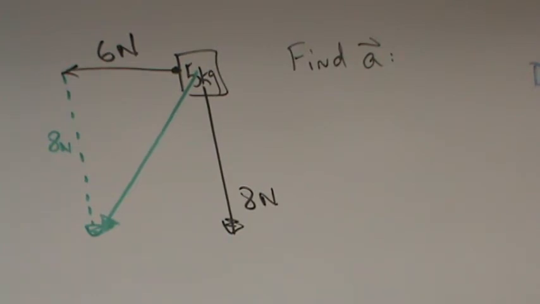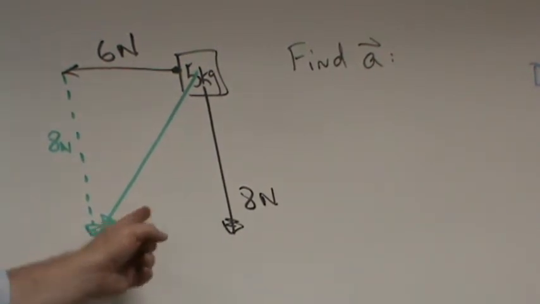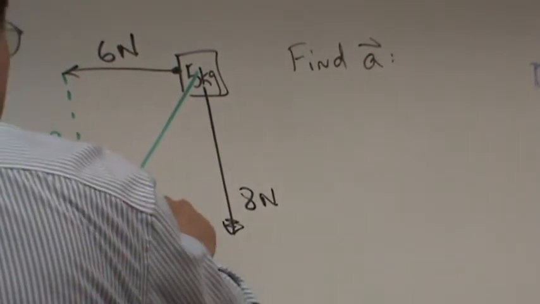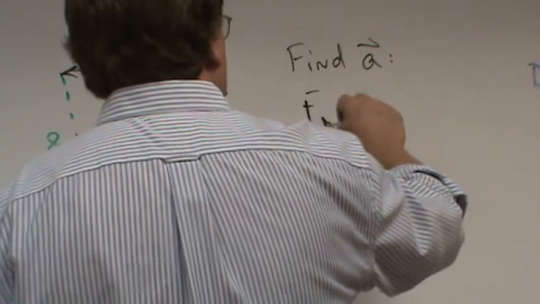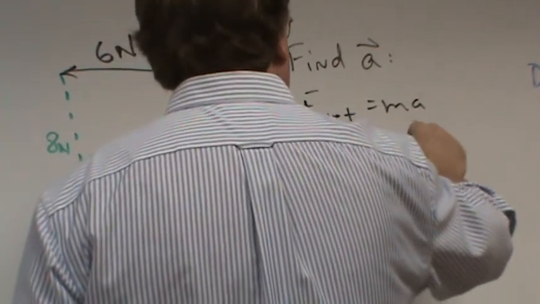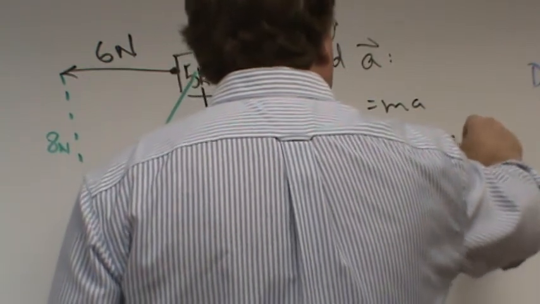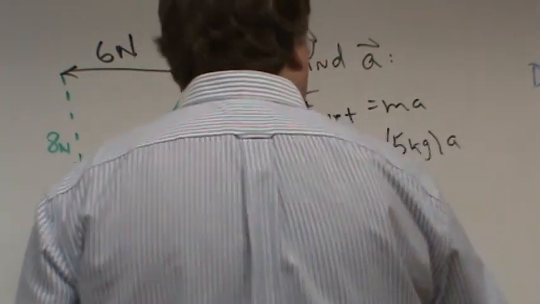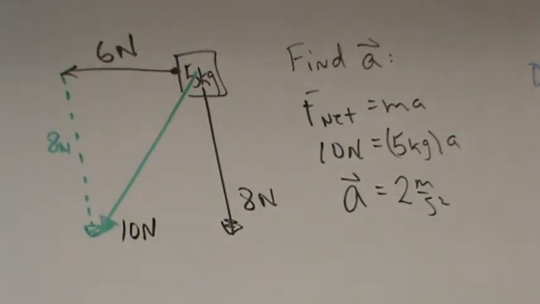Alrighty. Hey, doing the Pythagorean theorem, what'd you guys get as the net force? You got 10 newtons, right? And so when I do net force equals ma, I got 10 newtons equals 5 kilograms times a. So I get my acceleration being 2 meters per second squared. How many people got 2 meters per second squared? Okay, yay for all of you guys. And let me ask you one more thing. What's the direction of the acceleration?